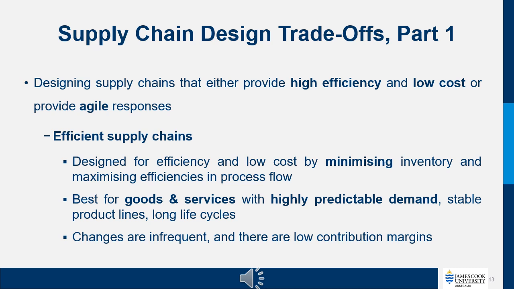Efficient supply chains are best suited for products or services with predictable demand, stable product lines, and long life cycles. They are characterized by infrequent changes and low contribution margins. The focus is on achieving cost savings through economies of scale, process automation, and lean practices.